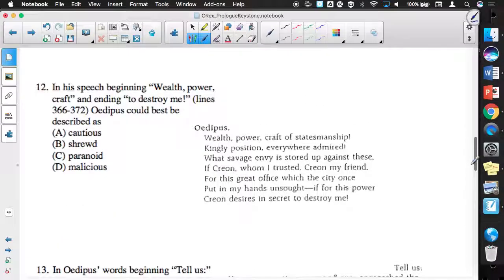In his prayer, or in the speech that is beginning wealth, power, and craft, and ending with destroy me, Oedipus could best be described as cautious, we know. What's it mean to be shrewd? Austin, since you were described by your mom as being shrewd, or a shrew, we're not sure which. Oh, I got it. What's shrewd? Judgmental.